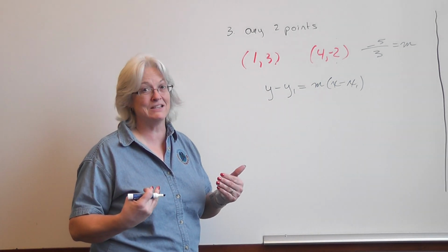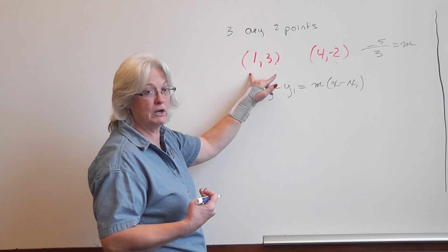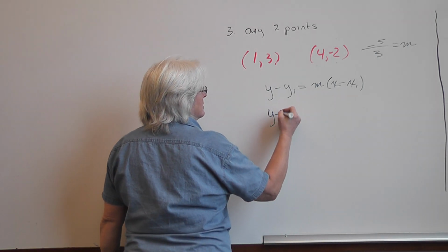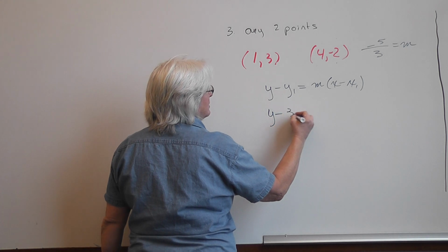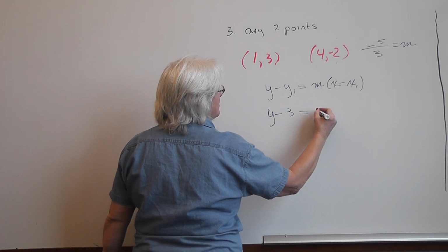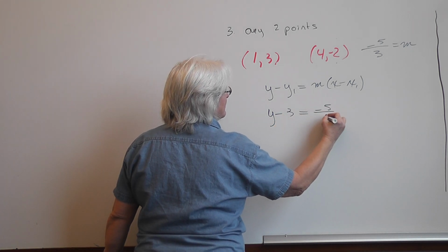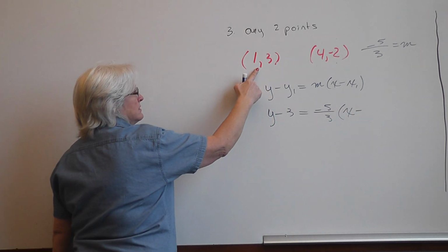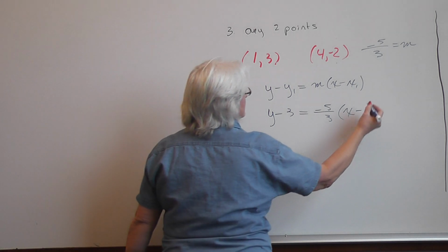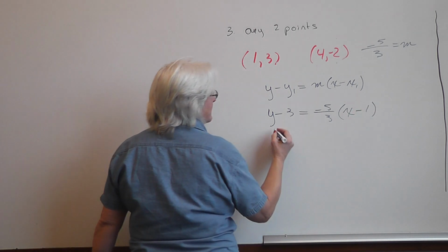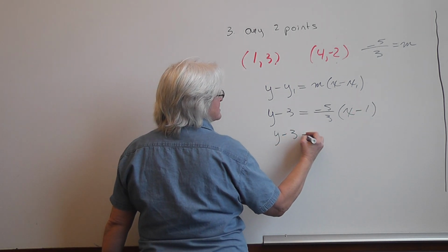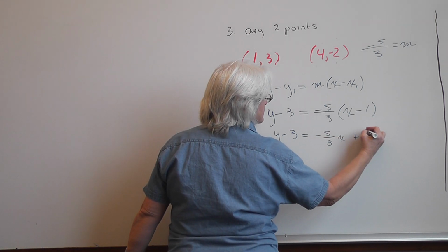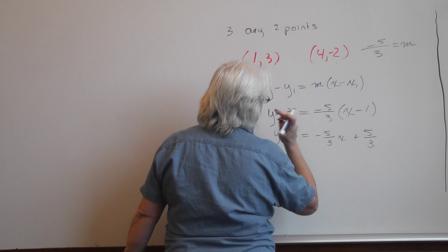I'm going to do the least amount of work I can, so I'm going to pick the 1 and the 3. So I have y minus the y value is equal to the slope, negative 5/3 times x minus the x value. Y minus 3 is equal to negative 5/3 x plus 5/3.